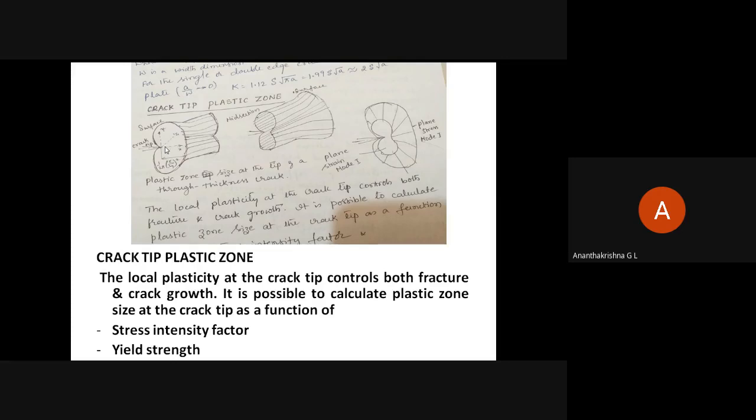Now it is possible to calculate this plastic zone size at the crack tip as a function of stress intensity factor and yield strength. Once we can calculate this, we can know how much the crack will grow at that particular instant. They use a stress field equation and the von Mises or maximum shear yield criteria. We know the maximum shear stress theory, and the von Mises or distortion energy theory. These things we have learned.